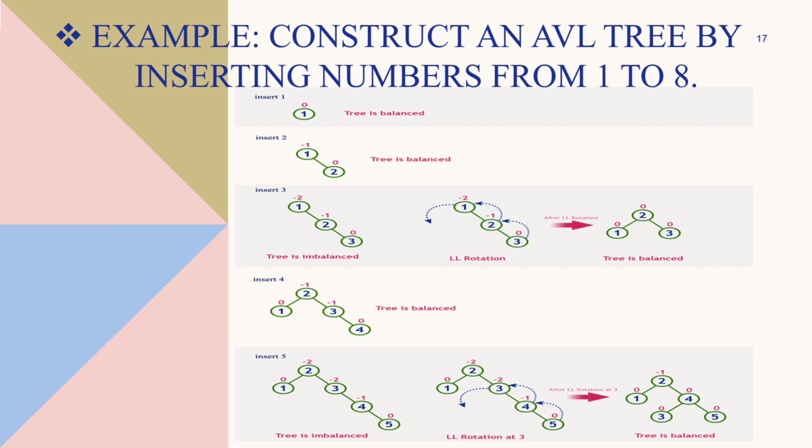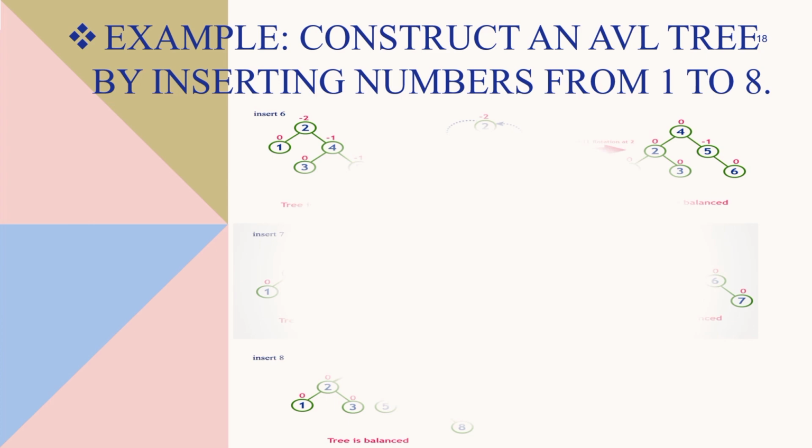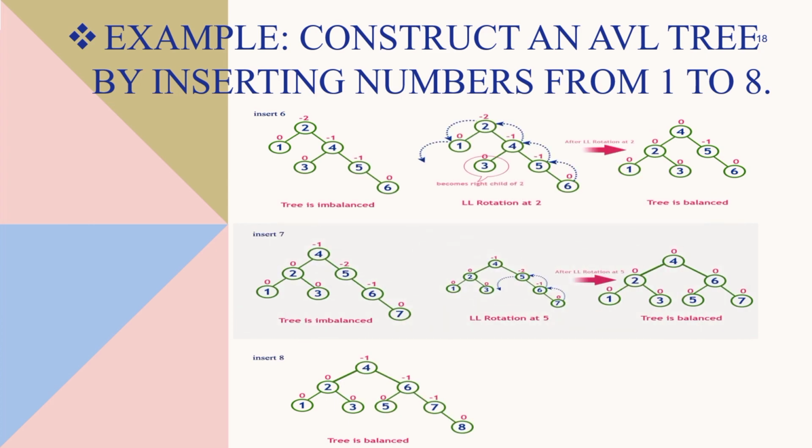Insert 4, the tree is balanced. Insert 5, the tree is imbalanced. So let us do the LL rotation at 3. After the LL rotation, the tree will get balanced. In step 6, when we insert 6, the tree is imbalanced, as it becomes a right child of 2. So we need to do the LL rotation at 2. After the LL rotation, the tree is balanced.